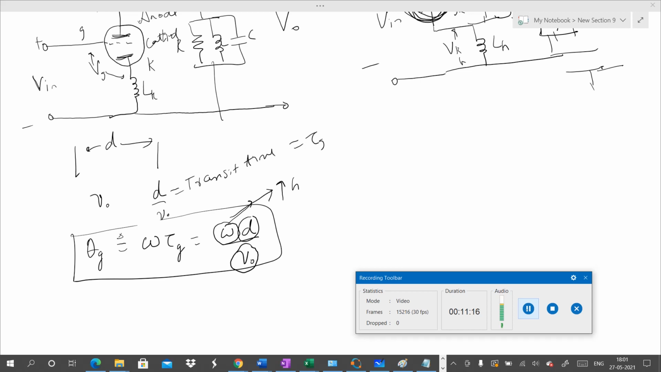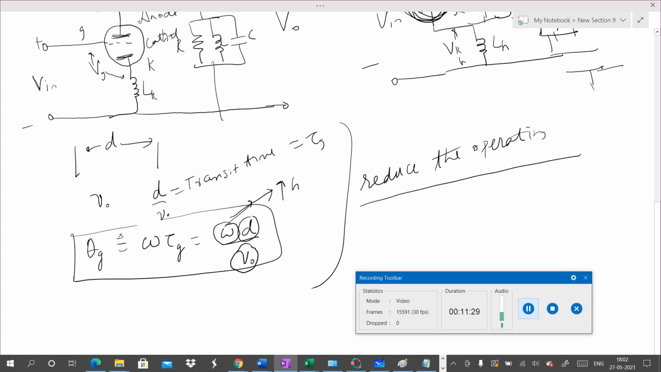The moral of the story here is that if you want to overcome this effect, reduce the operating frequency. So for this reason also, we can't use vacuum tubes at microwave frequencies.